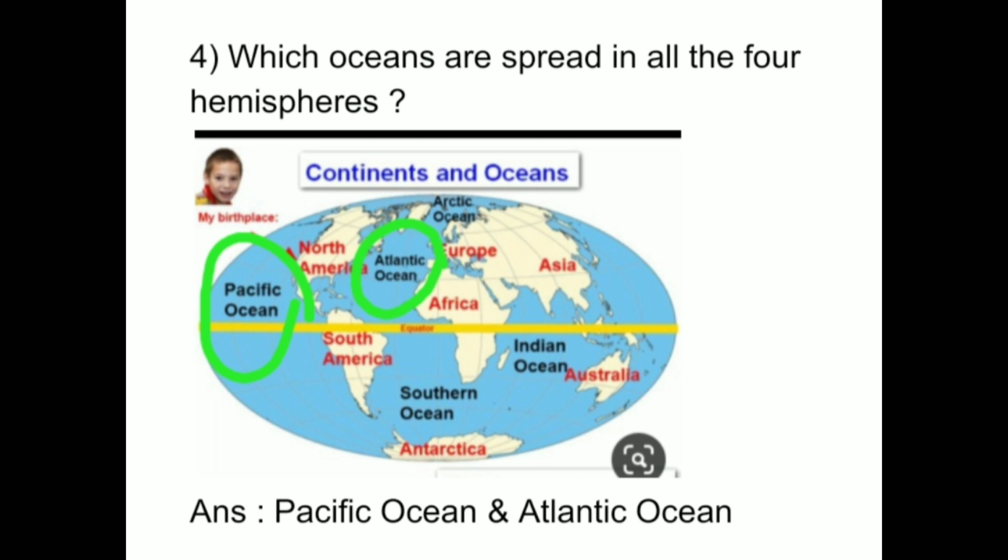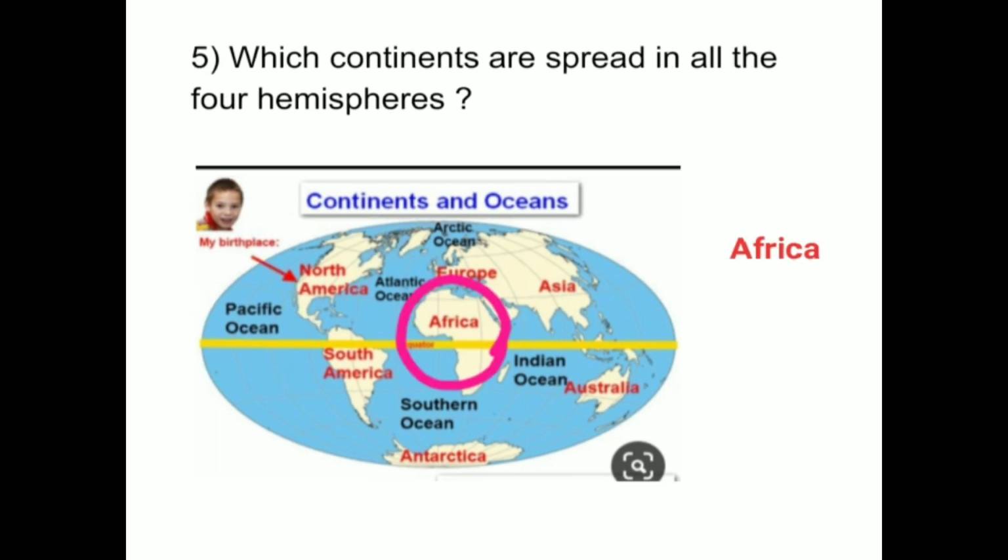Which oceans are spread in all the 4 hemispheres? You can see 2 oceans are circled with green color. They are Pacific Ocean and Atlantic Ocean. So they spread in all the 4 hemispheres. Fifth question. Which continents are spread in all the 4 hemispheres? You can see the continent of Africa, which is circled with pink color. It's the answer. So the continent of Africa is spread in all the 4 hemispheres.